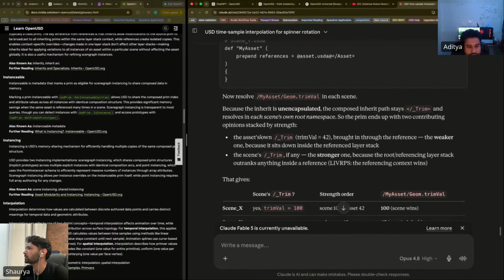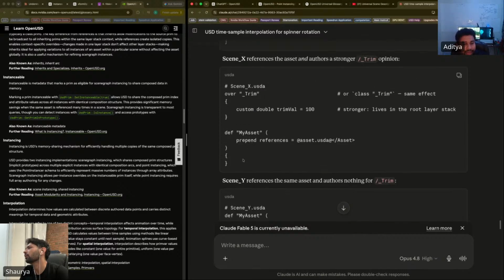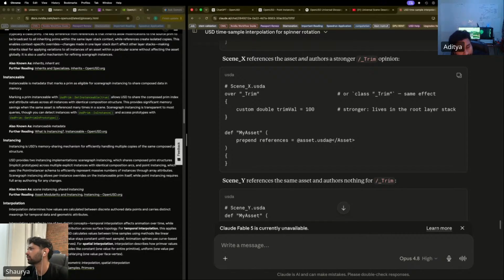Now let's say you are trying to reference my asset prim into scene Y, right? Like this prim into scene Y without using the prepend references. So any value that was in over here will also be propagated to scene Y. So right now you are referencing the main file in scene Y. You are not referencing the other file. So if you reference the file as CNX, like if you name the file cnx.usda, then it will propagate and do everything.